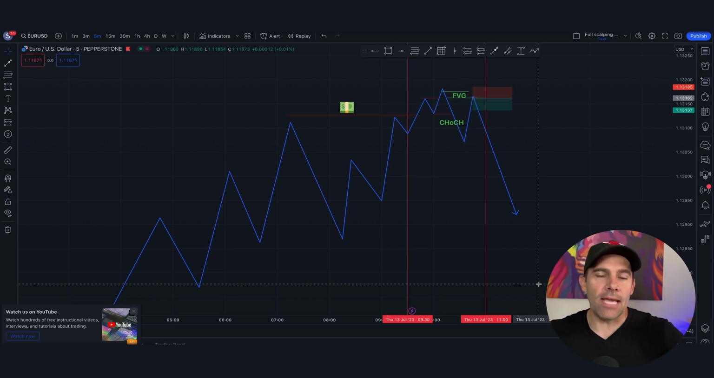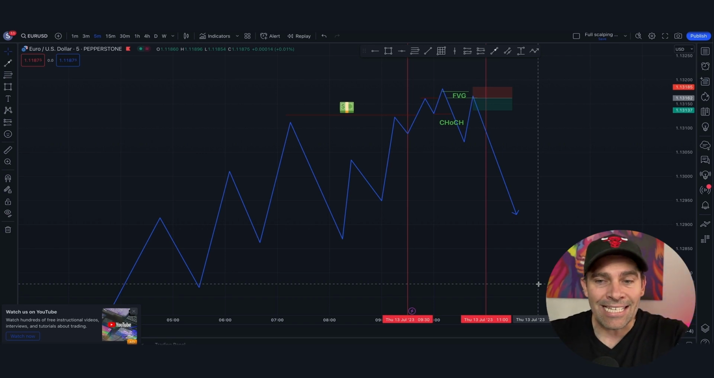Now, yes, I'm probably going to get people telling me this is not 100% ICT. And maybe it's not. To be honest, I think the only person that can 100% trade ICT is probably ICT himself. But this is my variation on that. Or it's not even a variation. This is how I see it, okay? Anyway, this is how I see it.